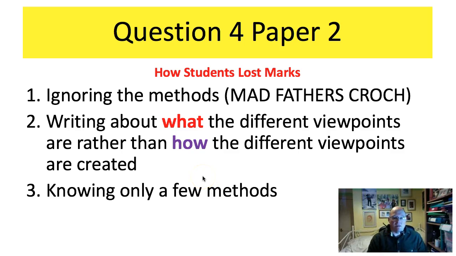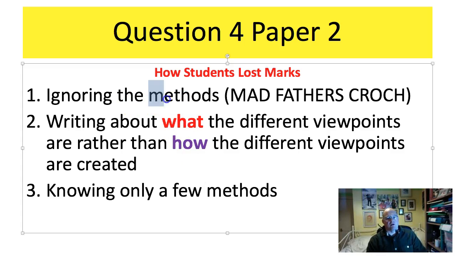Okay, well, what did the examiner tell us that students got wrong in this question? Why did more than 50% of them get it wrong? Well, they ignored the methods. Remember, that was one of those bullet points.